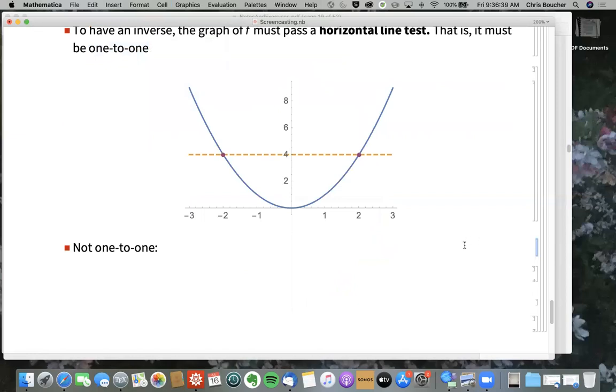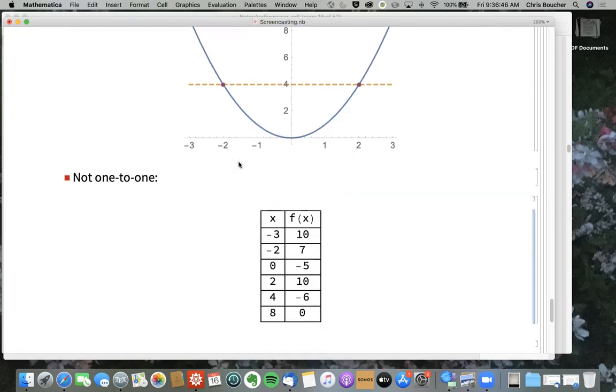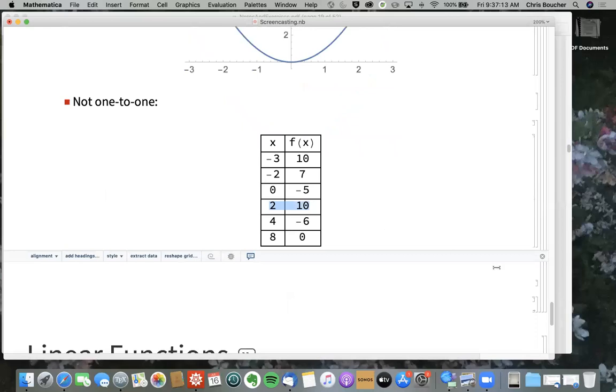Oh yeah, and just a quick word also about one-to-oneness in tables. Here is an example of an input-output table for a function that is not one-to-one. How do I know? Well, it would have to map multiple inputs to the same output, and you can see that happens here and here. The inputs are on the left, the outputs are on the right. The inputs -3 and +2 both map to the same output, 10. So this function is not one-to-one and won't have an inverse.